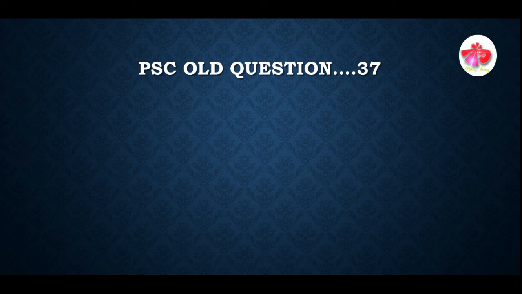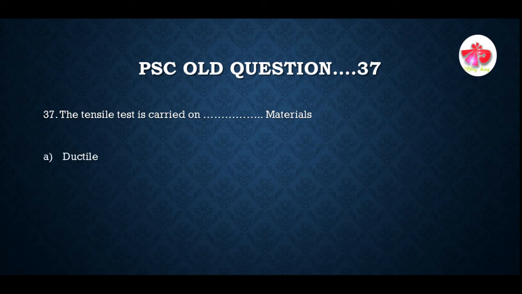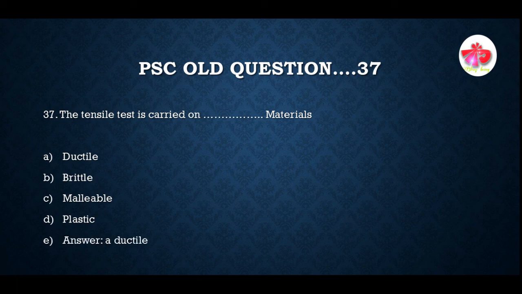Let us move to question number 37. The tensile test is carried on what materials? Option A is ductile materials, option B is brittle materials, option C is malleable materials, option D is plastic materials. So friends, the tensile test is carried on ductile materials, that is option A will be the correct answer.